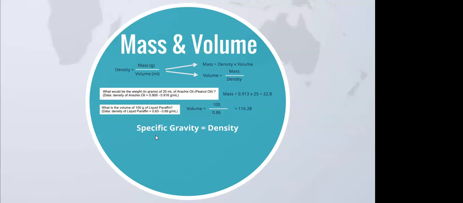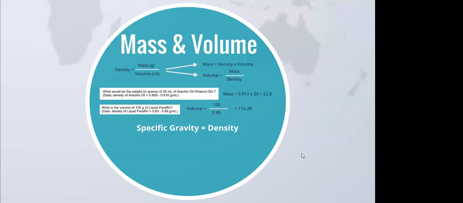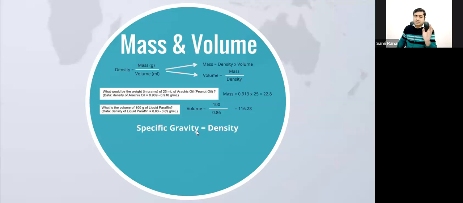Then there is another concept, specific gravity. Specific gravity is just equal to density. If they give you specific gravity, they give you density, it's equal. You can use it in the formulas above.